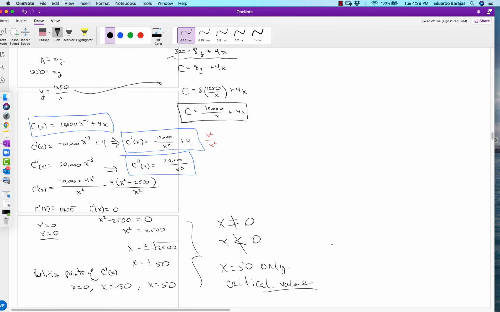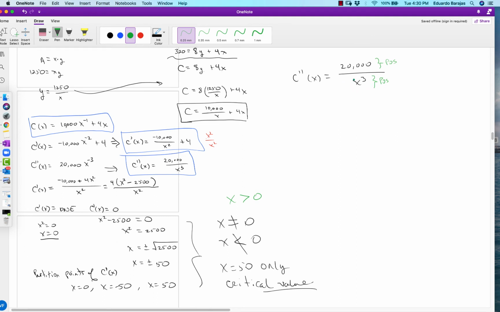Okay, now let's think about that second derivative. What's happening around that 50? Well, note that the second derivative, which is right here, 20,000 divided by x cubed, well, the numerator is positive, it's just 20,000. And as long as x is a positive number, when we cube it, we're going to get another positive number. And remember, x is the length of a rectangle. We're never going to let x be negative. x has to be strictly greater than 0. x must be greater than 0.